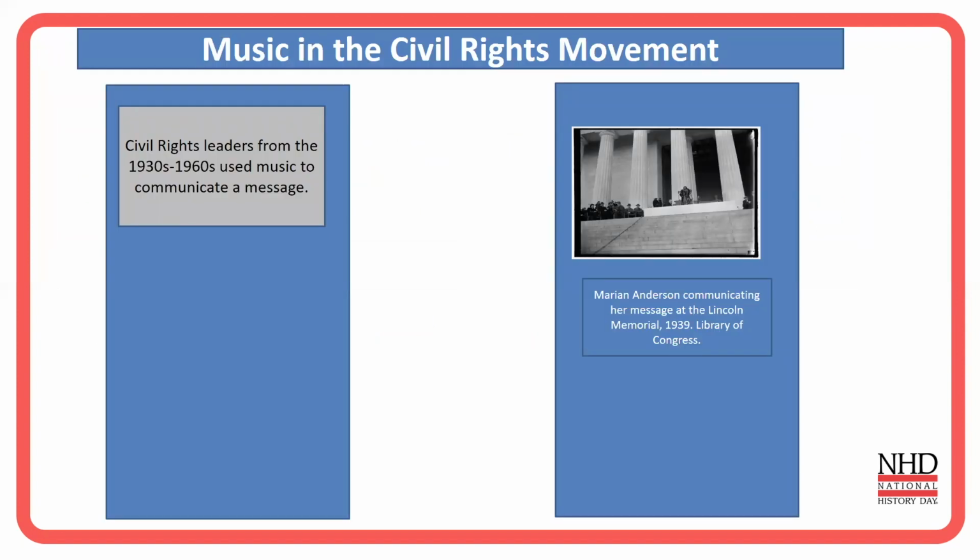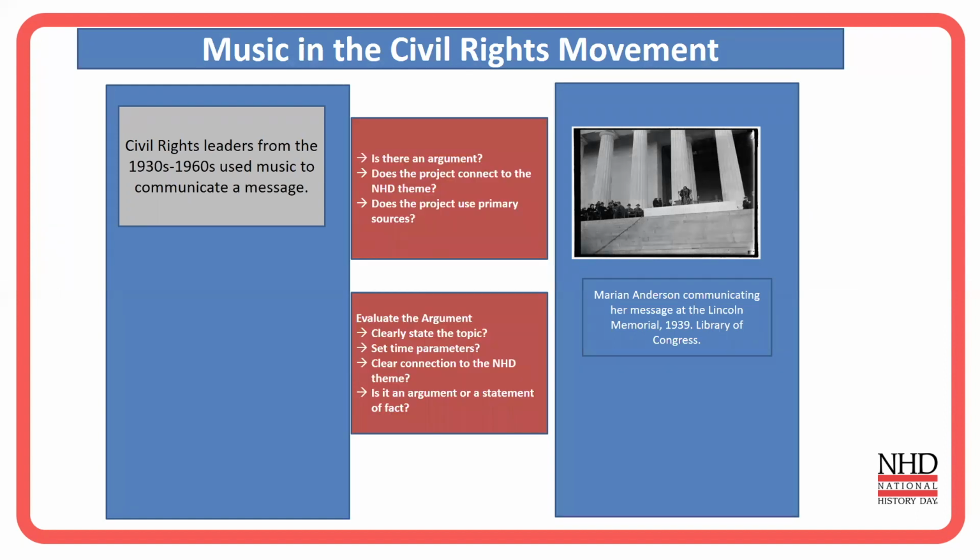The student says civil rights leaders from the 1930s to 1960s use music to communicate a message. And they've got a caption with Marian Anderson communicating her message at the Lincoln Memorial in 1939, crediting the Library of Congress. Okay, let's ask some questions. Is there an argument? There's a starter argument here, right? Does the project connect to the theme? Well, they've got communication, we'll come back to that. And is the project using primary sources?